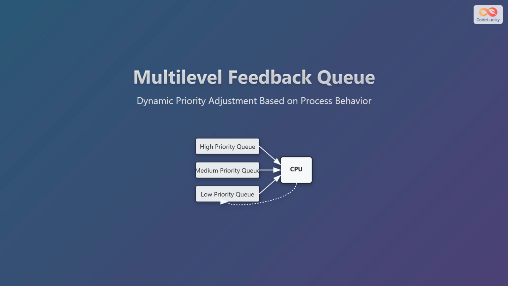Welcome. Today we are going to delve into the concept of the Multilevel Feedback Queue, or MLFQ. It is a sophisticated scheduling algorithm used in operating systems. The Multilevel Feedback Queue is all about dynamically adjusting process priority based on process behavior.